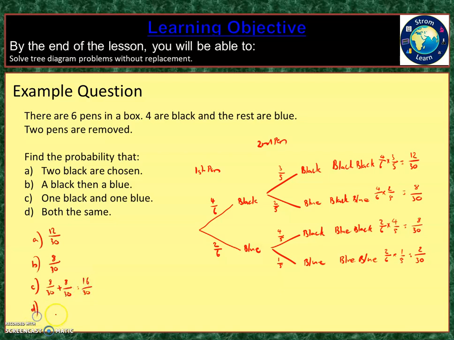And then finally, both the same is black black or blue blue, which then gives me 14 out of 30, and there we go. So really just one difference from the way that we did it in the last video, and that is that the set of branches for the second pen that's removed are different from those of the first.